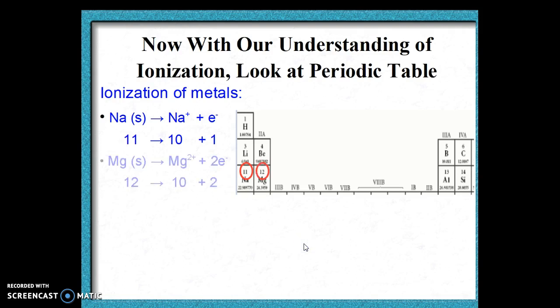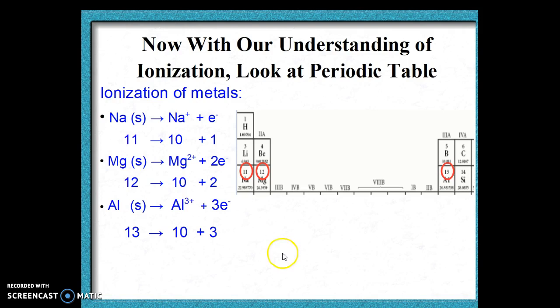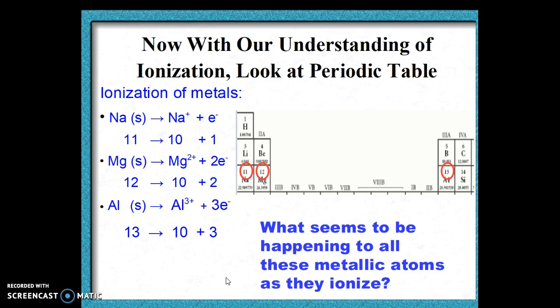We then look at magnesium and see that it has 12 electrons, and when it gets its 2+ charge, it's lost 2 electrons and therefore again has 10 electrons as an ion. And finally we look at aluminum and see that it has 13 electrons, and to get to a +3 state it has to lose 3, and again it has 10 electrons as an ion. You may want at this point to turn off the video and think about what seems to be happening, or discuss what's happening to all these metallic atoms as they ionize.